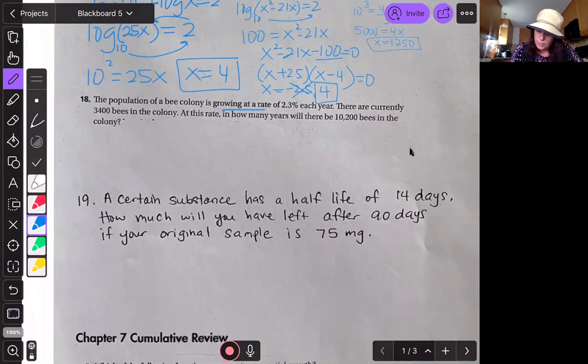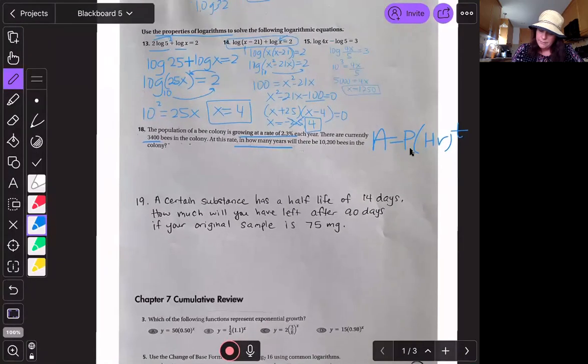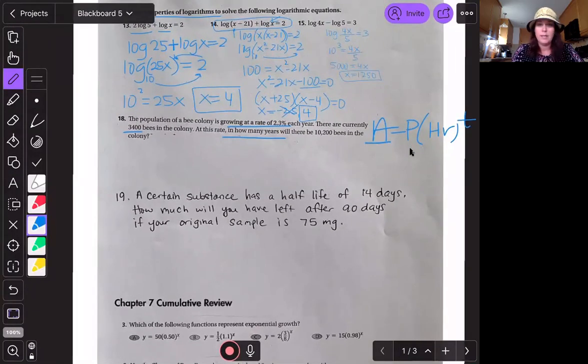Ooh, exponential growth. There are currently 3,400 bees. At this rate, how many years will there be 10,200 bees? All right, so we're using the basic formula A equals P(1 plus R) to the T. So let's see what we have. We have A. That's how many bees are going to be present at the end of this, so 10,200. We also have P because we know how many we started with. We started with 3,400 bees in the colony.